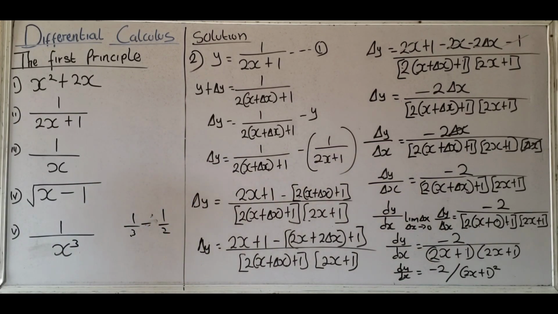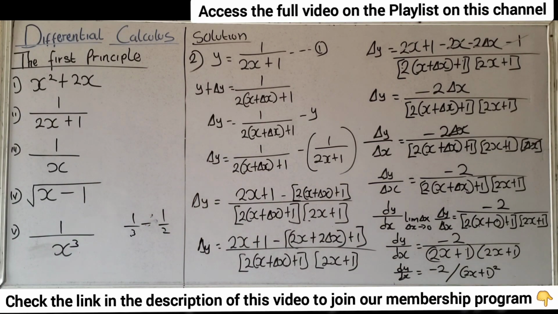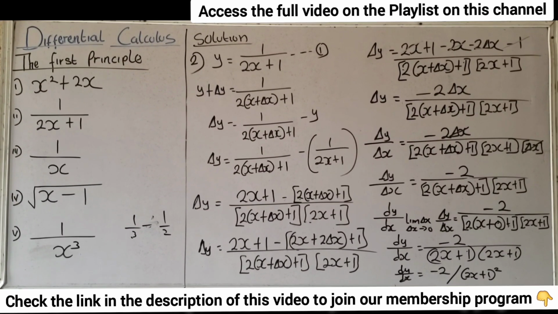Okay? So, let us proceed to the third question. We are asked to find the derivative of 1 all over x. We are still going to proceed like we did the previous one, okay?